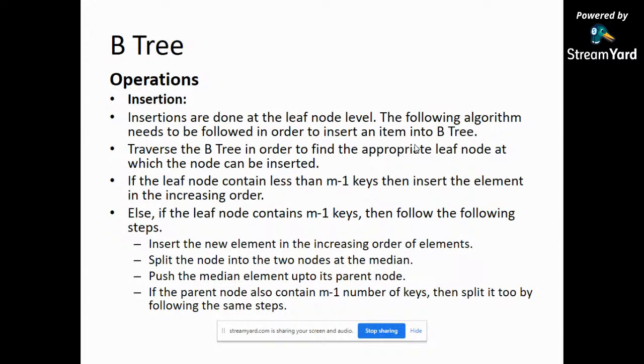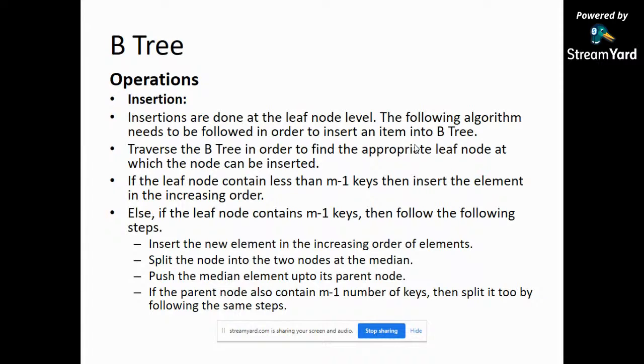Traverse the B tree in order to find the appropriate leaf node at which the node can be inserted. First of all, we have to find out the position where we have to insert the node. Now, if the leaf node contains less than m minus 1 keys, then insert the element in increasing order. In a node, we can have m minus 1 keys only. For example, if the tree's order is 5, we can have 4 keys in a leaf node. If a leaf node has less than 4 keys, we can insert this new key here, following the order.